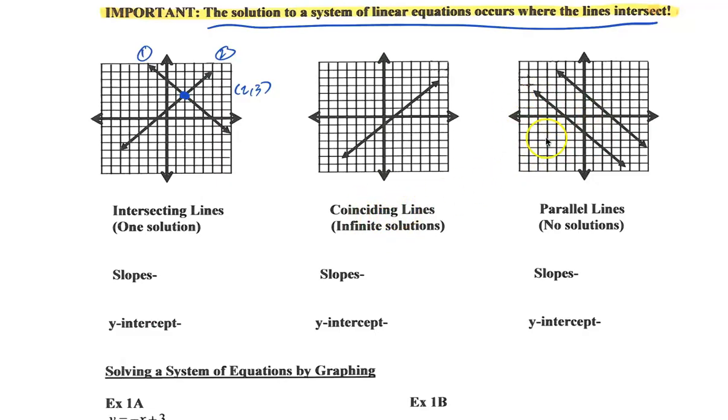And then you can also have the case where they don't cross at all. They're parallel lines, and that's when they have no solution. So parallel lines have no solution. If they're the exact same line, they have infinitely many solutions. And if they intersect at exactly one point, that's your one solution.